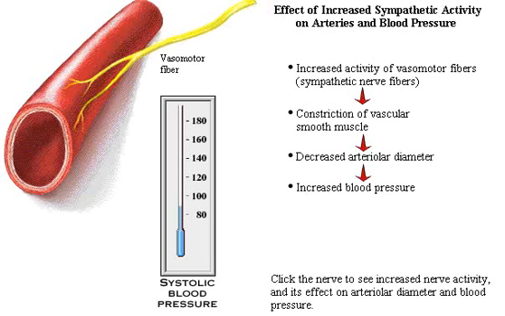How does greater sympathetic activity affect arteries and blood pressure? Increased vasomotor fiber activity leads to constriction of vascular smooth muscle. The smaller arteriolar diameter gives rise to increased blood pressure. Click on the nerve to see increased sympathetic activity. Watch the effect on arteriolar diameter and blood pressure.